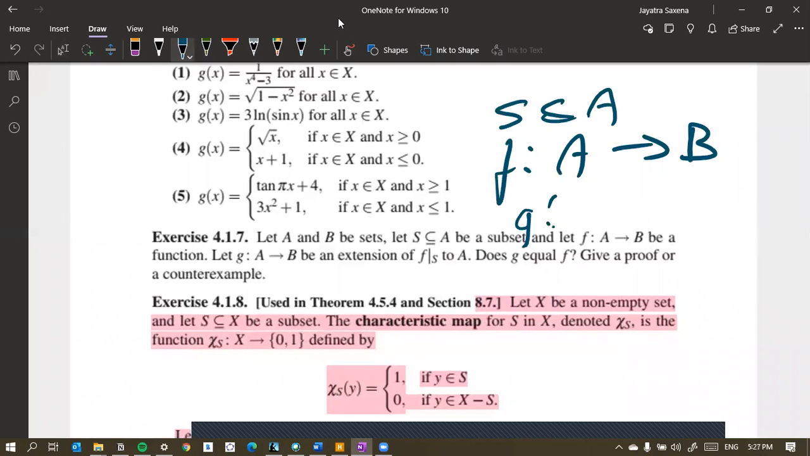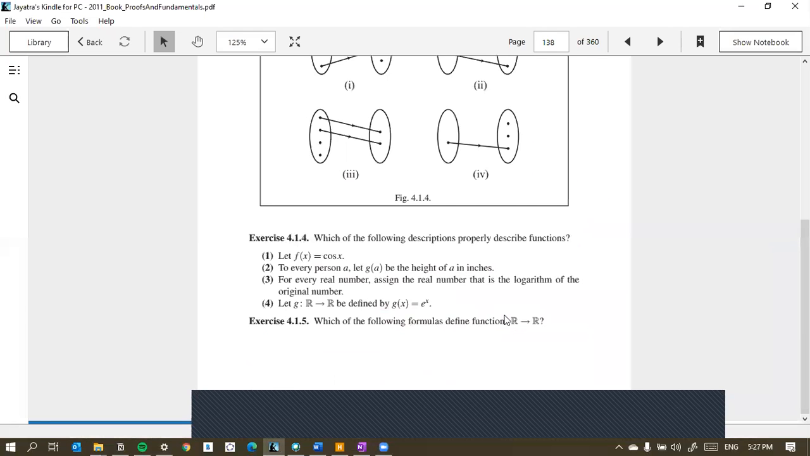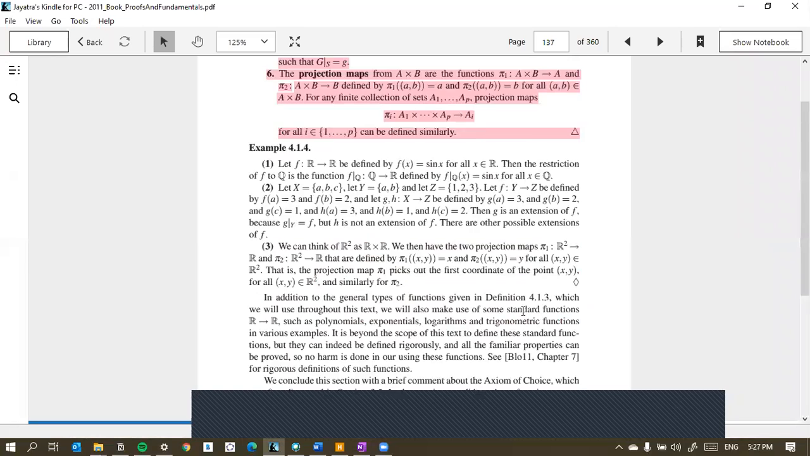G from A to B is an extension of, I think there's something wrong with the function over here, because when they say extension, this should have been F that goes from S to B, I believe, not from A to B, right? I think there's a mistake there or something. Let me just check the definition of extension.